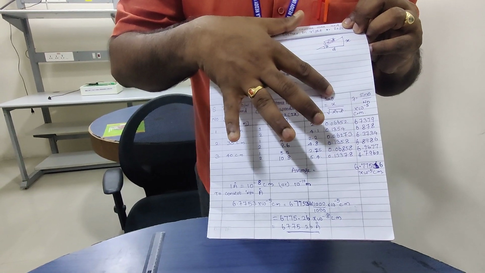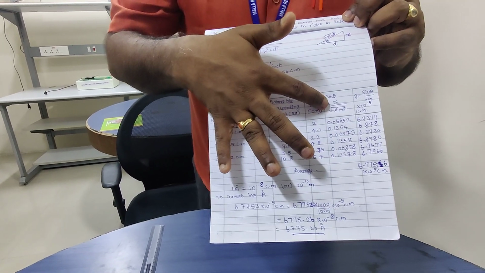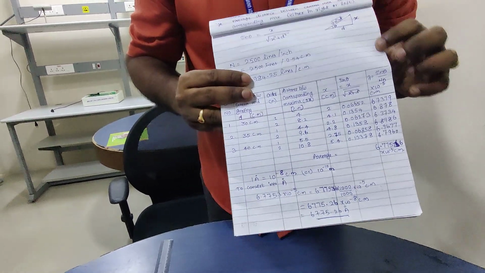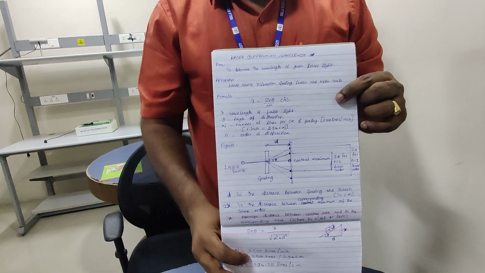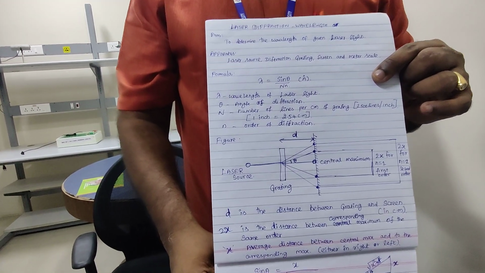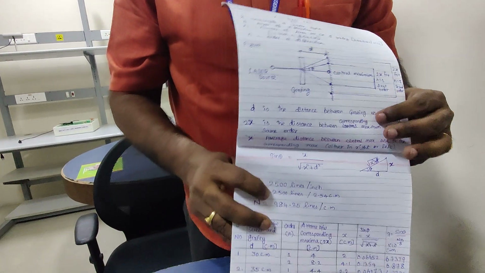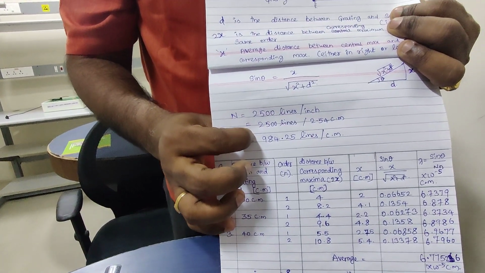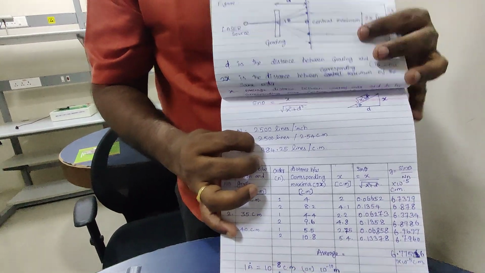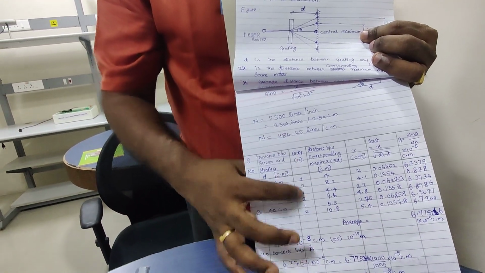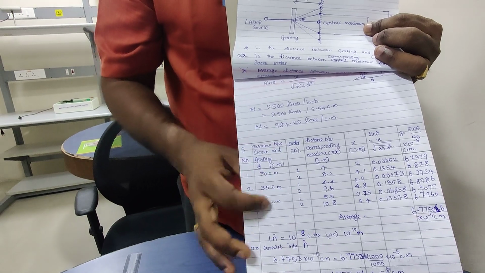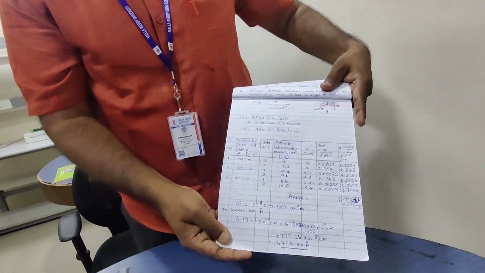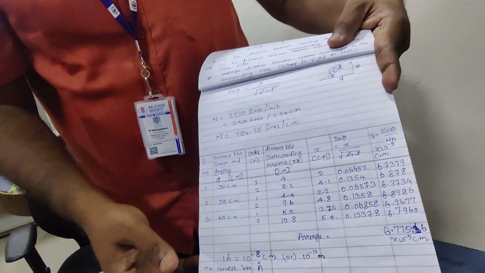Then you can find the value of sin theta by using the formula x by square root of x squared plus D squared. Then you can use the first formula, lambda equals sin theta by capital N and small n. Capital N we have already calculated: this is 984.25 lines per centimeter, and small n is the order of the corresponding maxima. By using this formula you can find the wavelength of the laser beam.